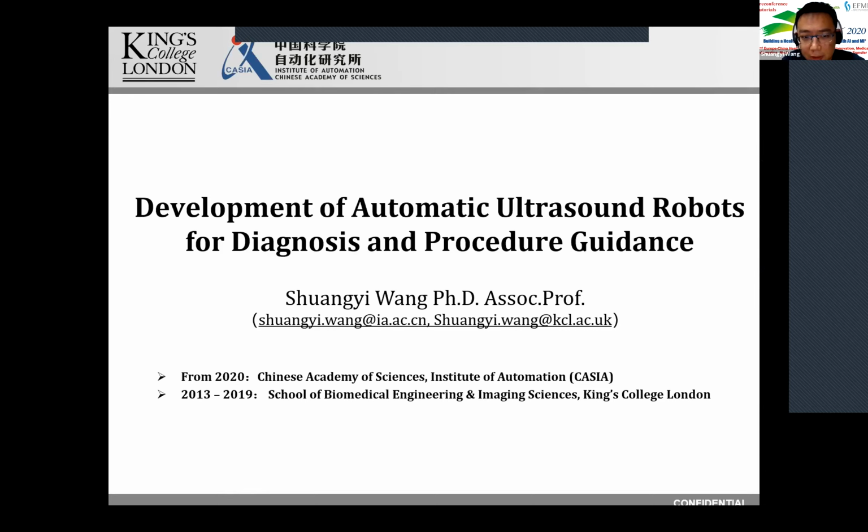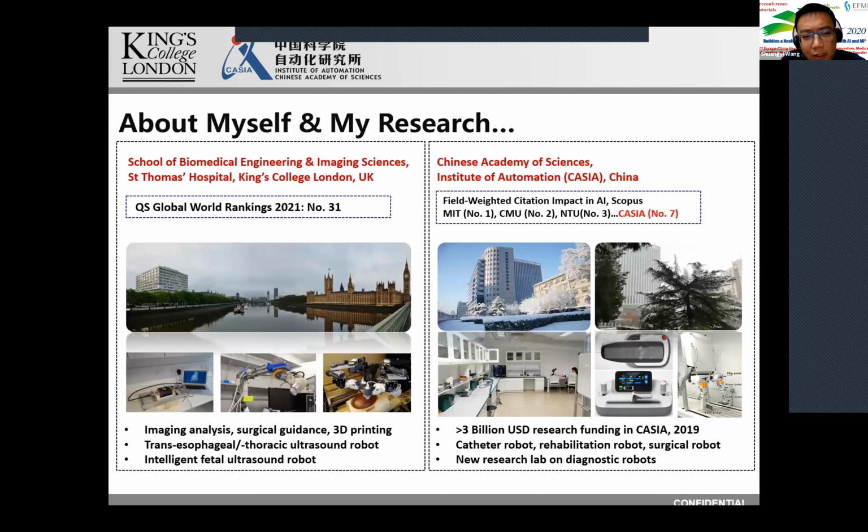As the title of our session is about robotics and medical imaging, I intentionally changed my title to reflect that. At the very beginning, I would like to briefly introduce myself and my research. When I was at King's, I was working on image analysis, surgical guidance, and 3D printing. Specifically, I'm a robotics person, and I've taken the leading role in developing many different robots, especially for ultrasound applications. At the end of last year, I came back to my home country, China.